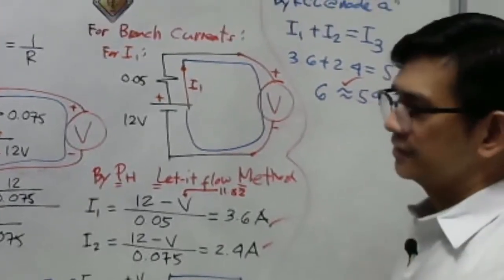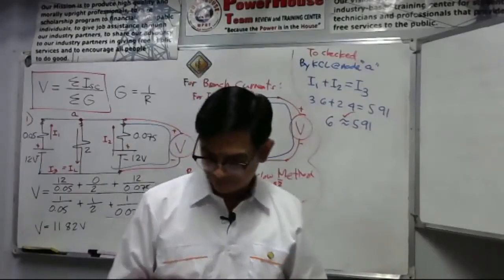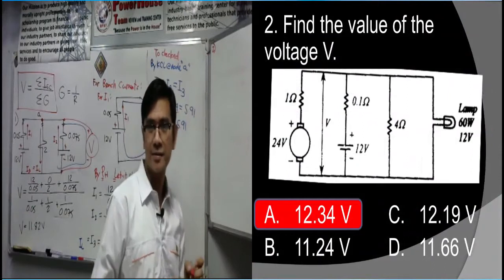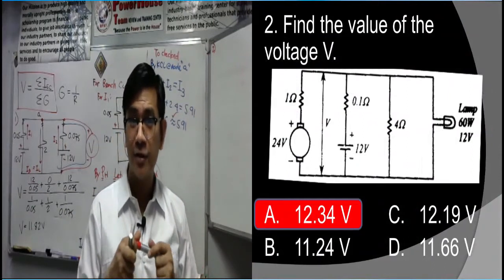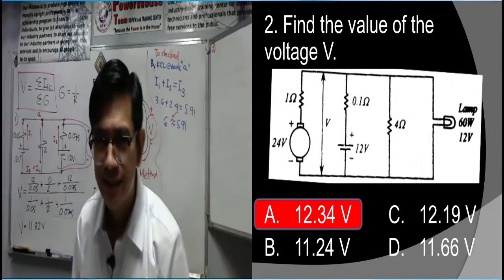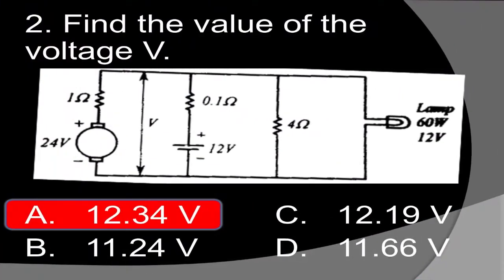So let's go now to our number 2 problem. Next problem, for number 2. Find the value of the voltage V. I will not draw the circuit anymore; it's very clear there. We have a source in series with the 1 ohm resistor. Then we have the 12 volts battery in series with 0.1 ohm, a single resistor on the third branch. Then we have a lamp that is 60 watts and 12 volts. Although we already have the answer there. Next slide please.